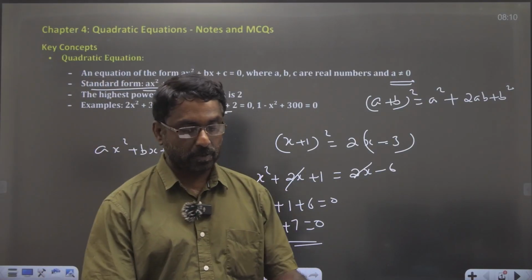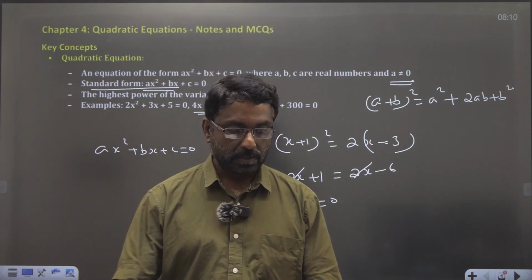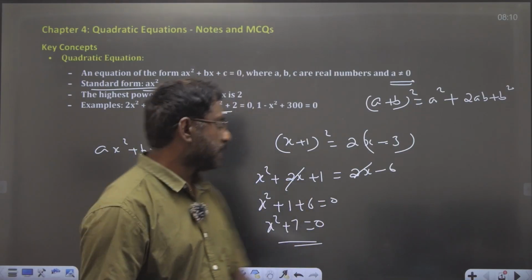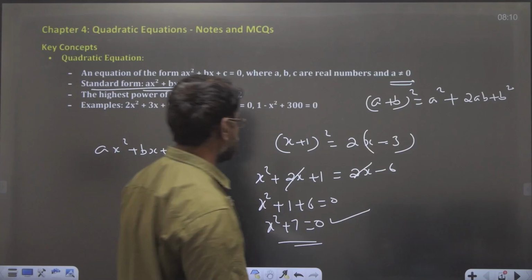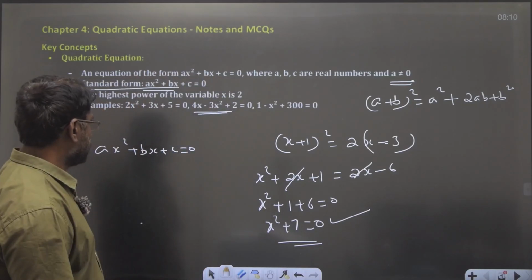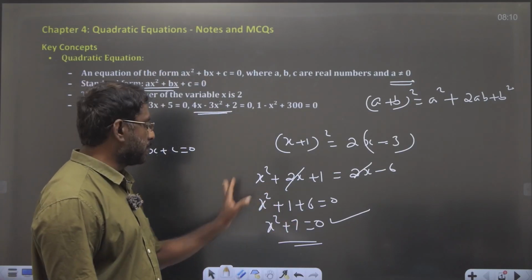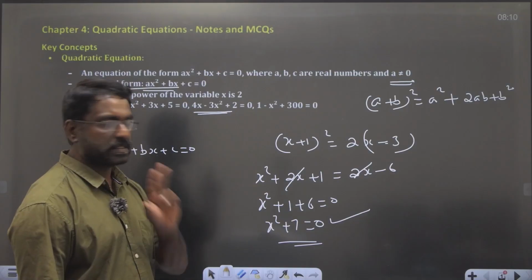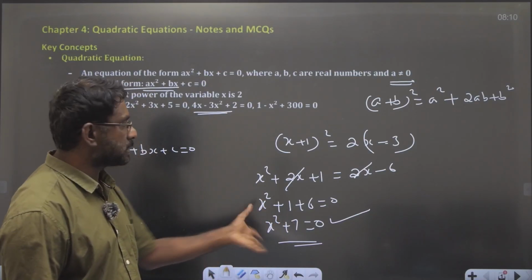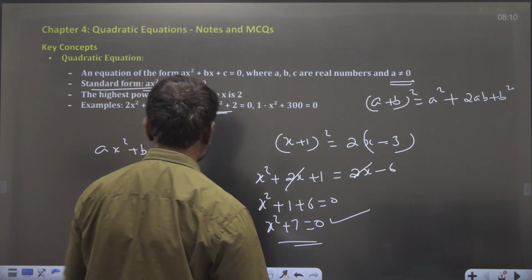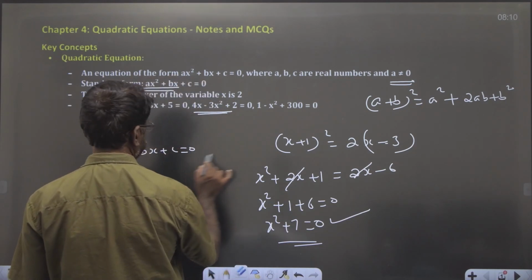First term is absent, no problem. Therefore, the given equation is a quadratic equation. Middle term is absent, first degree term is absent. The highest power is 2. You just check what is the highest power. Highest power is 2. Then we can say that it is a quadratic equation. This is the method. And another question.